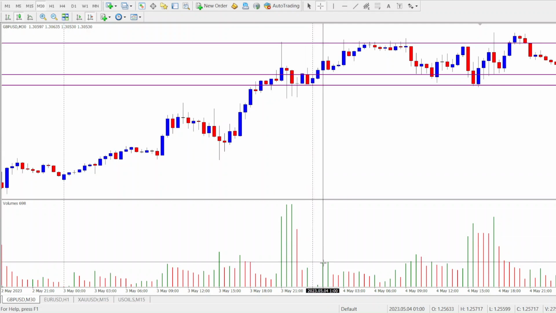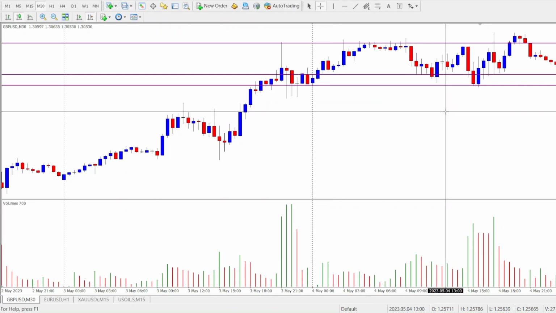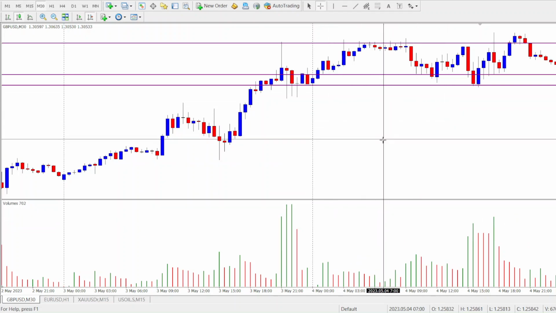Then when you have an increase in volume, you can see there was a sudden increase in volume around here. So that can add to the confirmation of that buy. It can add to the confirmation because there was an increase in volume. So this volume indicator can just serve as additional confirmation.